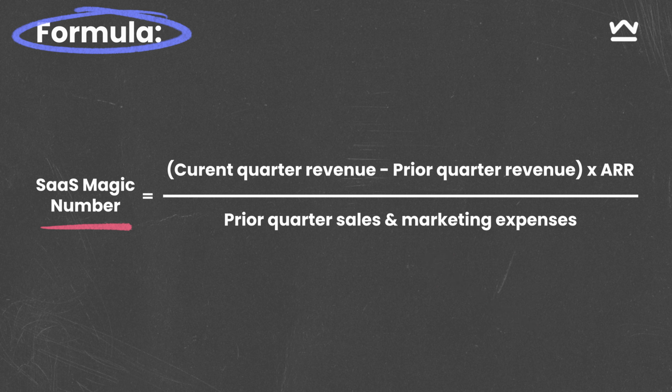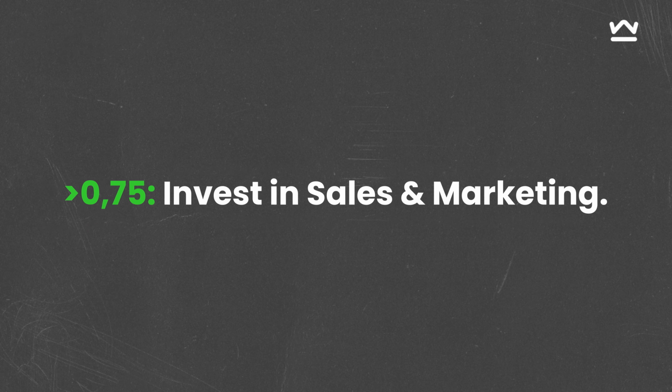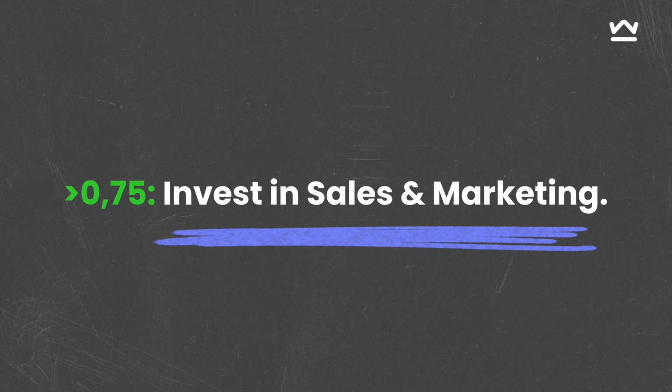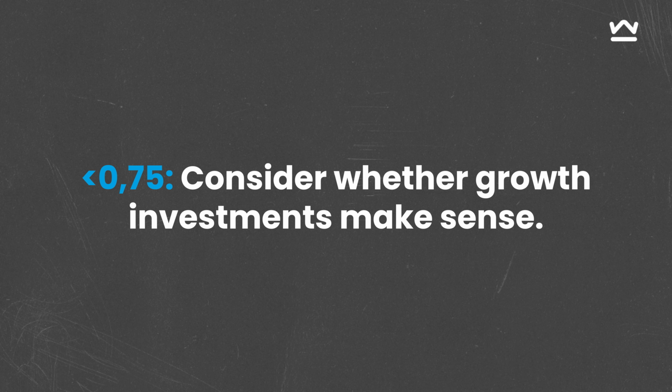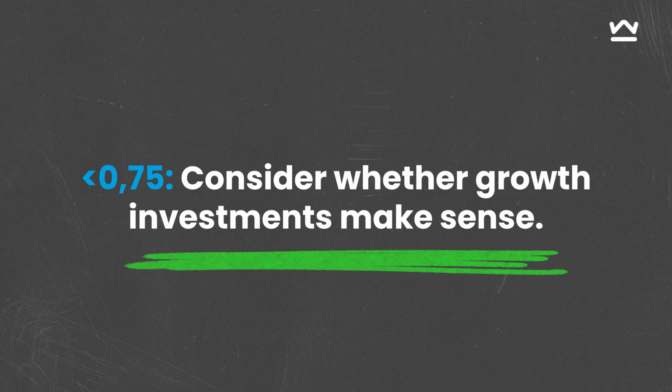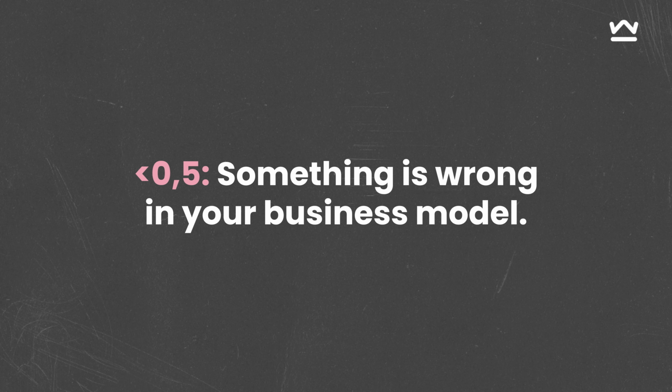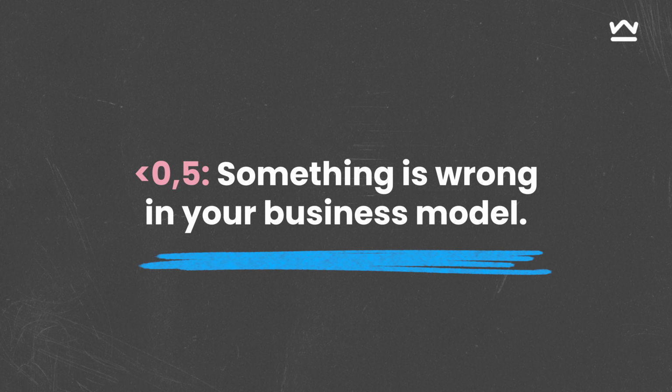You will be more or less in 3 different categories. Either you are above 0.75, which means that you should invest more in sales and marketing. So you are really, really efficient with your cash, and you should spend it more to get maybe a faster growth or scale faster. If it's below 0.75, consider whether growth investment makes sense. And if you're below 0.5, something is wrong in your business model. So that just gives you an idea of how you're managing the cash and how you should do it.